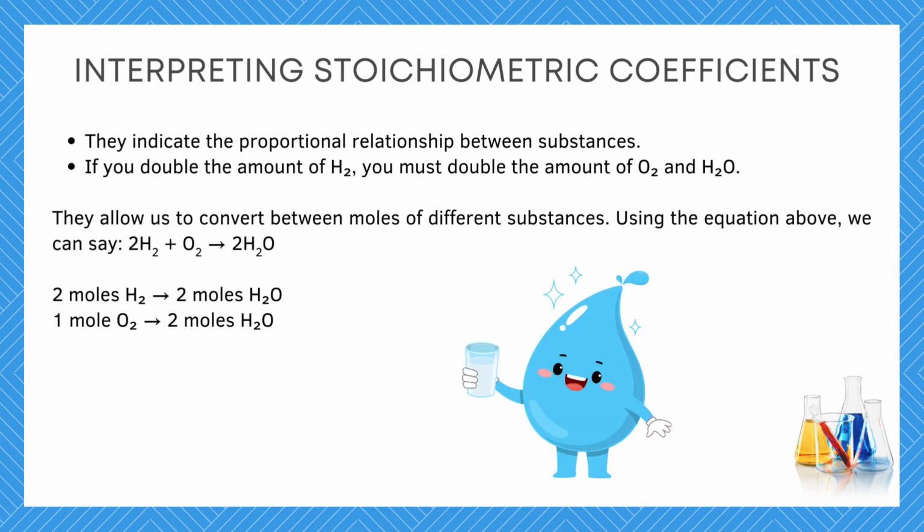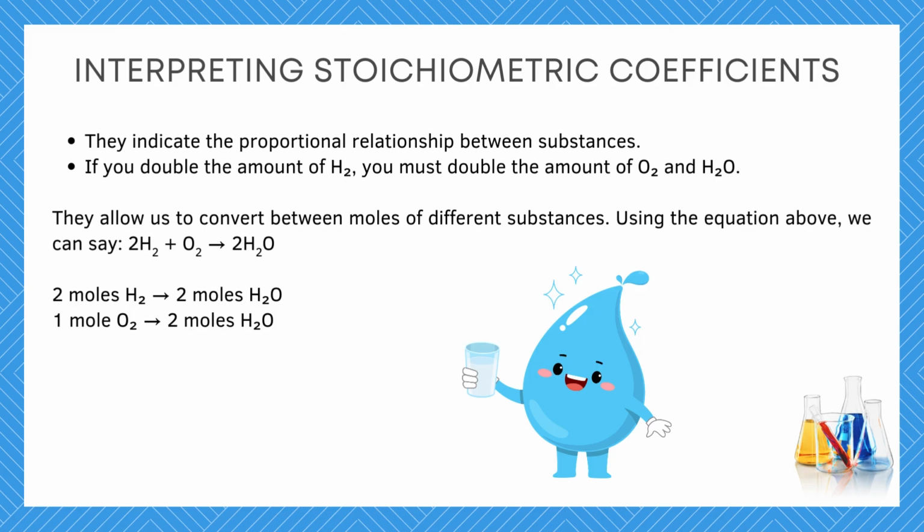All right, so what do they mean? First of all, they indicate the proportional relationship between substances. This means that if you double the amount of hydrogen, for instance, then you must also double the amount of oxygen and water. Next, they allow us to convert between moles of different substances. Now, this is my favorite part. These stoichiometric coefficients allow you to convert between moles of different substances.